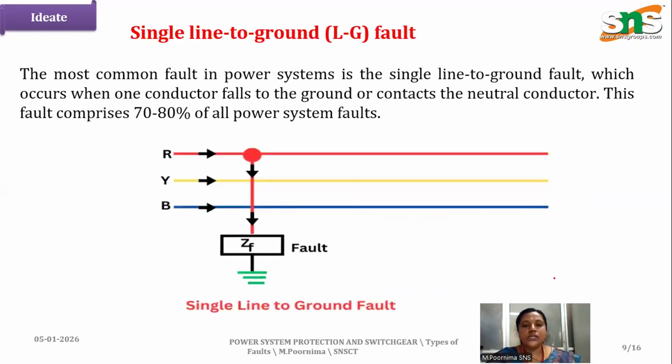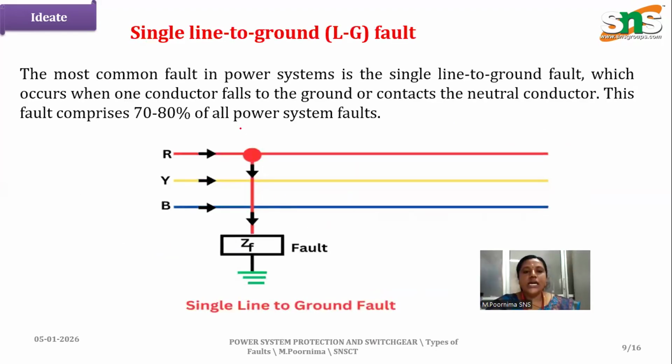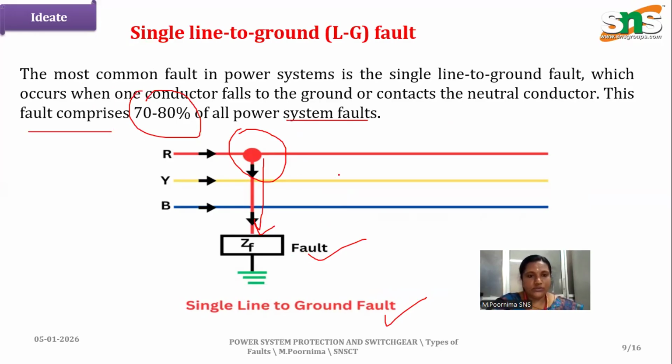Now coming to the single line to ground fault, where a single line is faulted to ground. This single line to ground fault comprises 70 to 80% of power system faults.